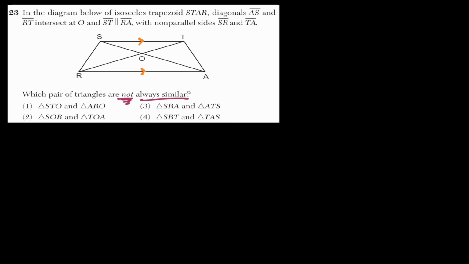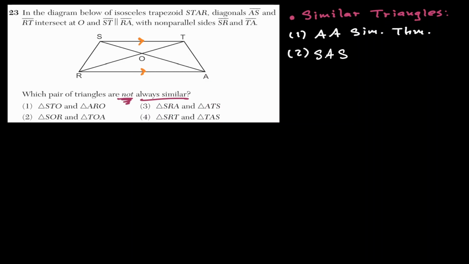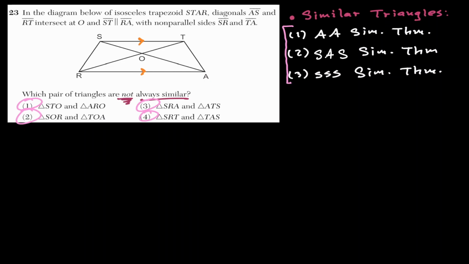But let's remind ourselves, what are some ways to show similar triangles? Well, we have the angle-angle similarity theorem. We have the side-angle-side similarity theorem. And we have the side-side-side similarity theorem. So if any of these 4 options satisfy any of these 3 theorems, then we know they are similar, so we will not consider them as a correct answer.